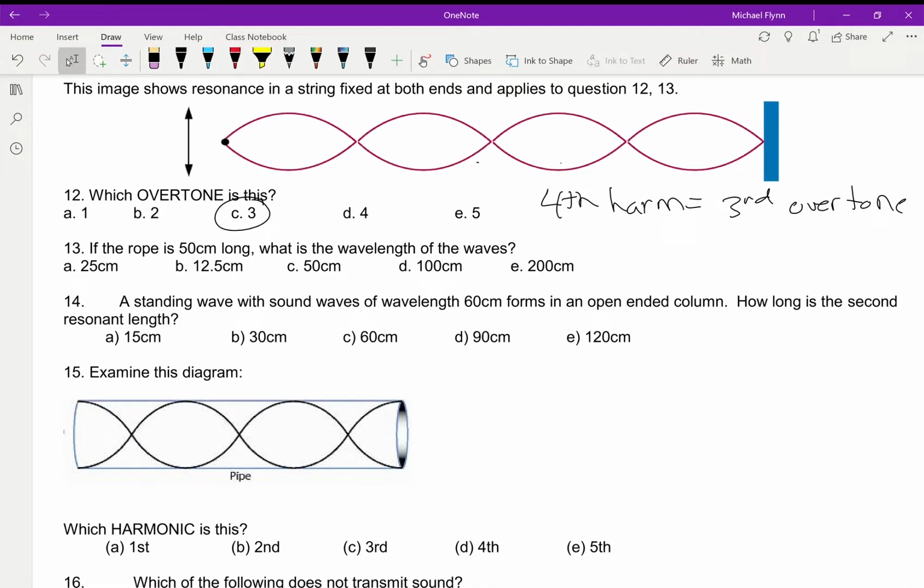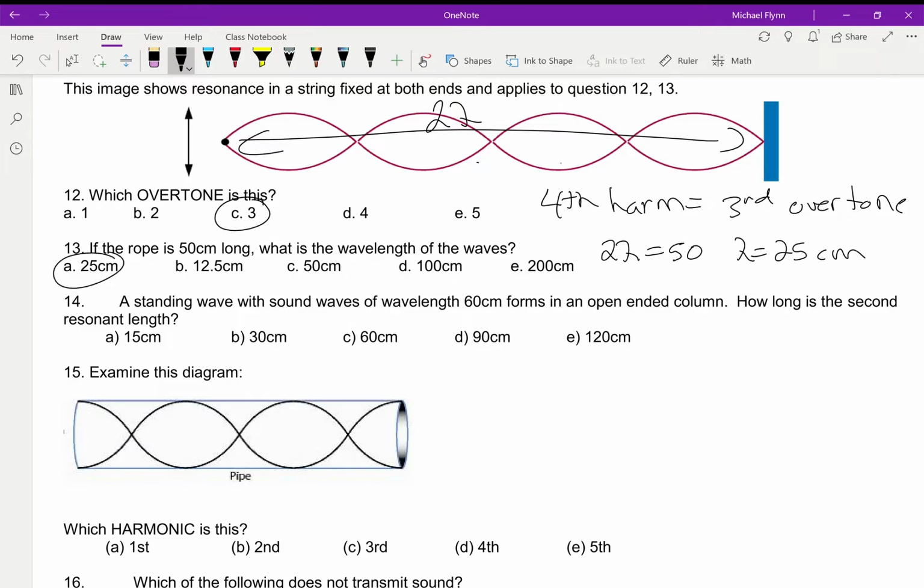Okay, if the rope is 50 centimeters long, what's the wavelength of the waves? Well, there are 4 antinodes. Each one is half of a wave. So there's 2 full wavelengths. So this is 2 wavelengths across here. So the rope is 50 centimeters long, so we're going to go 2 wavelengths equals 50 centimeters. So therefore the wavelength would be 25 centimeters long. So the answer is 8.